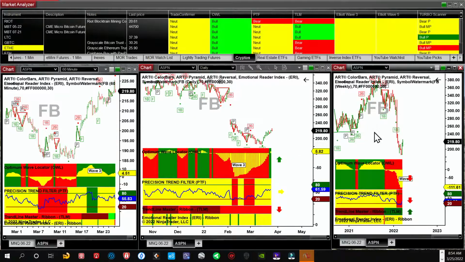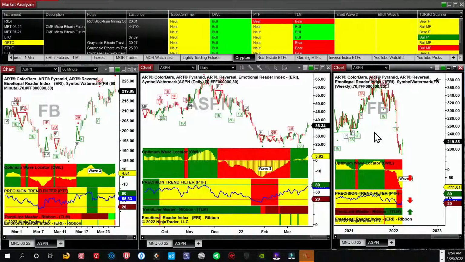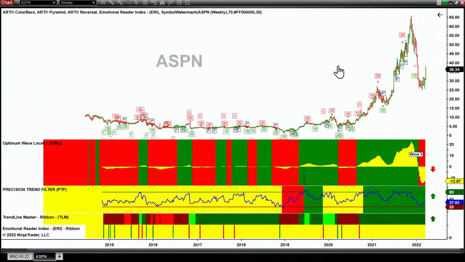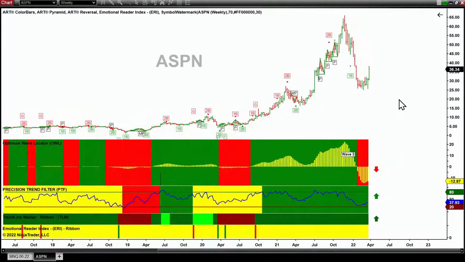ASPN. All right, let's take a look at this one for Key. How are you doing, Key? All right, let's open up this bad boy. Love that wave 3. Oh my gosh.